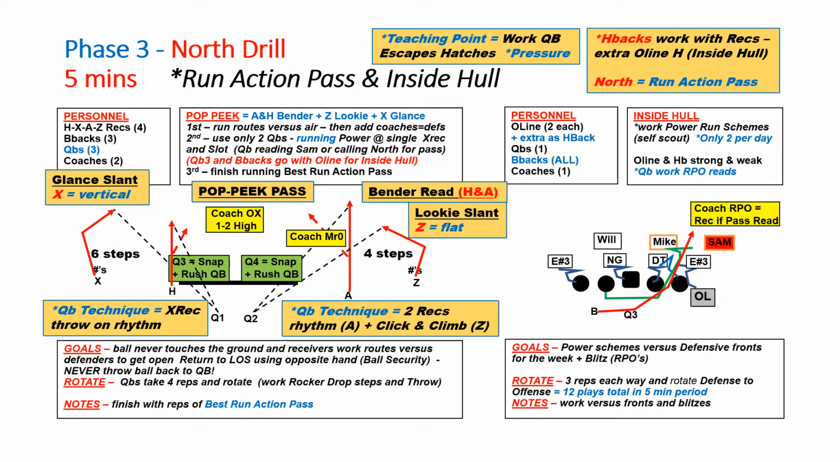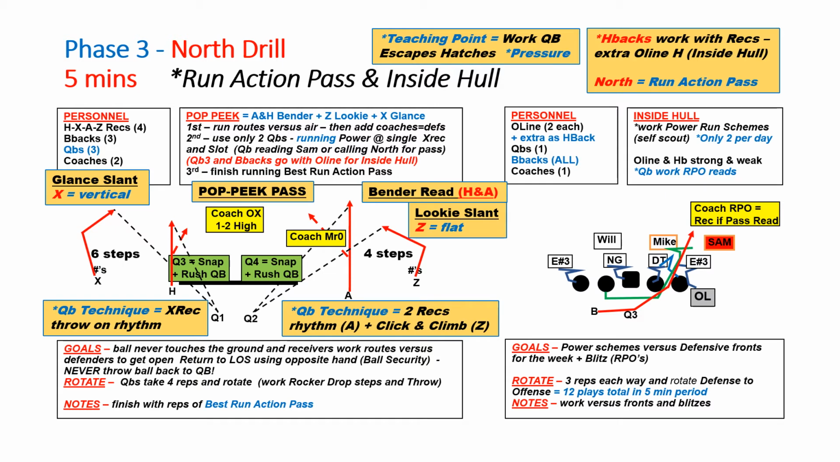We can do phase 3 where we do what's called a north drill, and remember, north is our cue word for run action pass. Now he's going to be pass all the way, but we're still going to use our run action blocking. So here we go. We're running our pop peek pass. You can see here 2 quarterbacks going again with, now the H's are over here when we go north drill because they are involved in the pass routes.